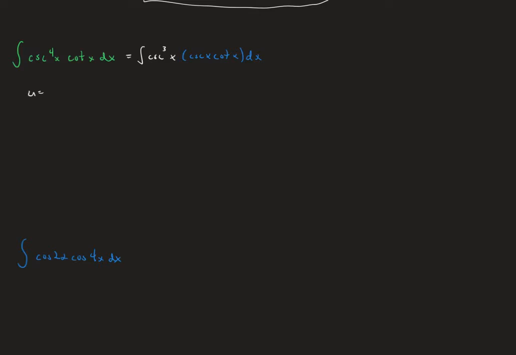So we'll say u is going to be cosecant of x. That makes du a negative cosecant cotangent of x dx. And so our integral is going to become u to the third, and the du's will match except for we need an extra negative sign. So that will become a negative 1/4 u to the fourth, which will be a negative 1/4 cosecant to the fourth of x plus c.